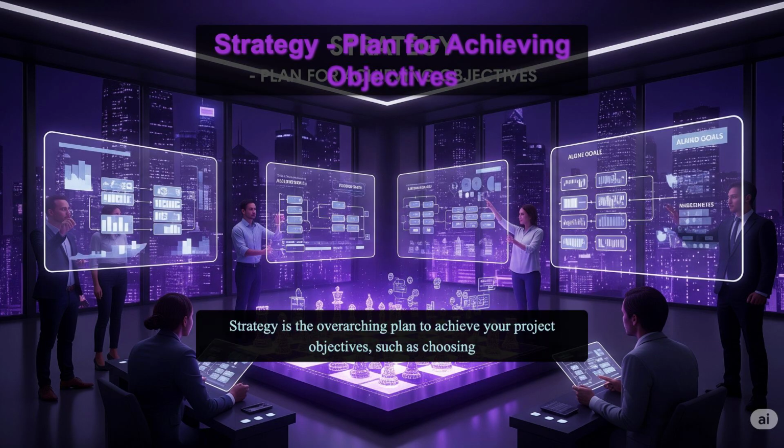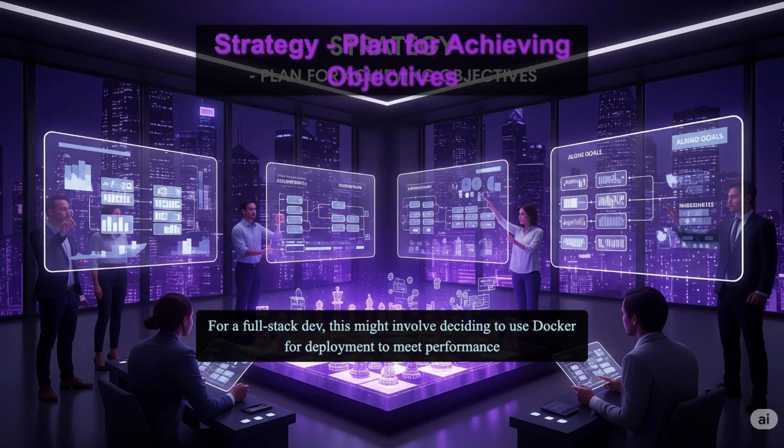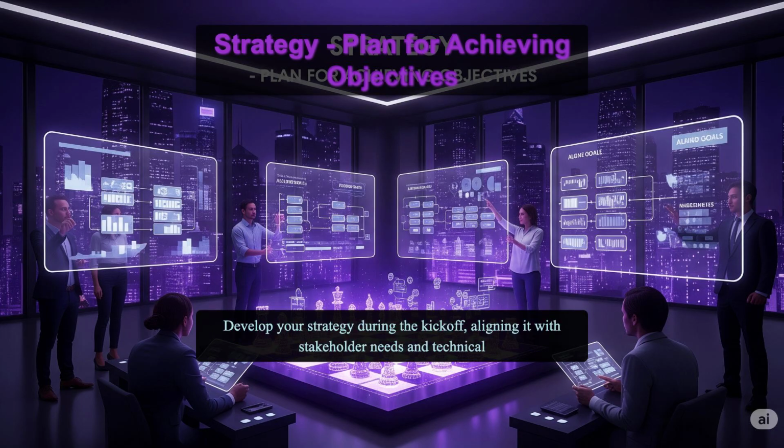Strategy is the overarching plan to achieve your project objectives, such as choosing a microservices architecture to improve scalability. For a full-stack dev, this might involve deciding to use Docker for deployment to meet performance goals. Visualize a chessboard move carefully planned for success. Develop your strategy during the kickoff, aligning it with stakeholder needs and technical feasibility, and refine it as you gather insights, ensuring your project delivers maximum value.